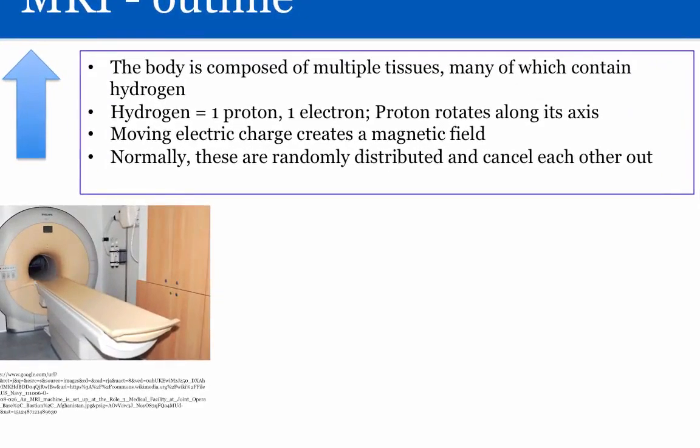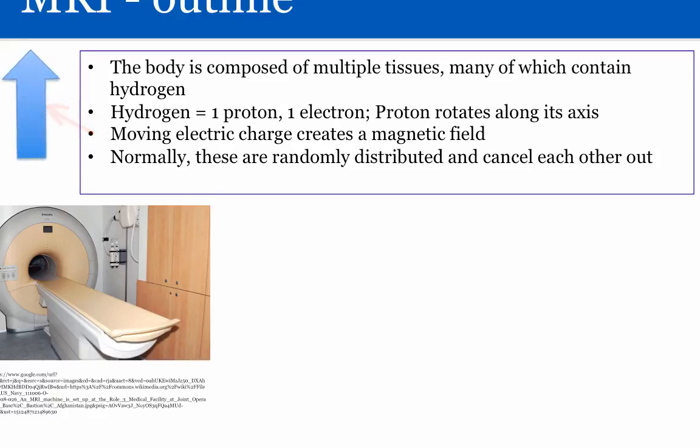Now it turns out that the body is composed of multiple tissues. Many of these tissues contain hydrogen, right? We're made up of a lot of water, so there's a lot of hydrogen there. There's fat, there's carbohydrates, there's amino acids. We have a lot of hydrogen in our body. Now hydrogen itself is made up of one proton and one electron. The proton actually rotates around its axis, as you can see in this diagram over here.